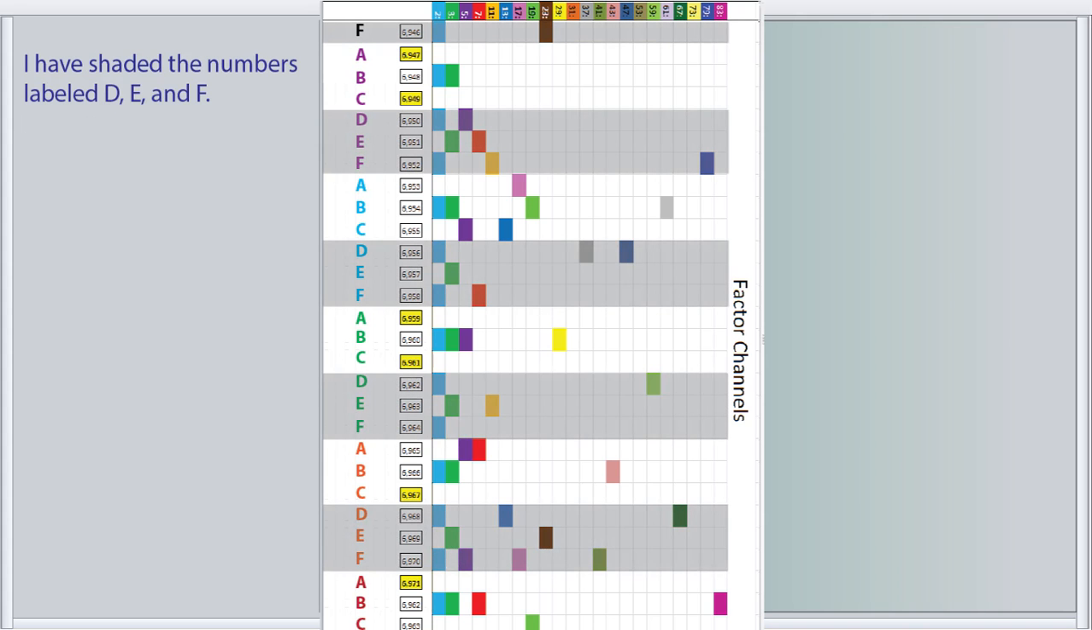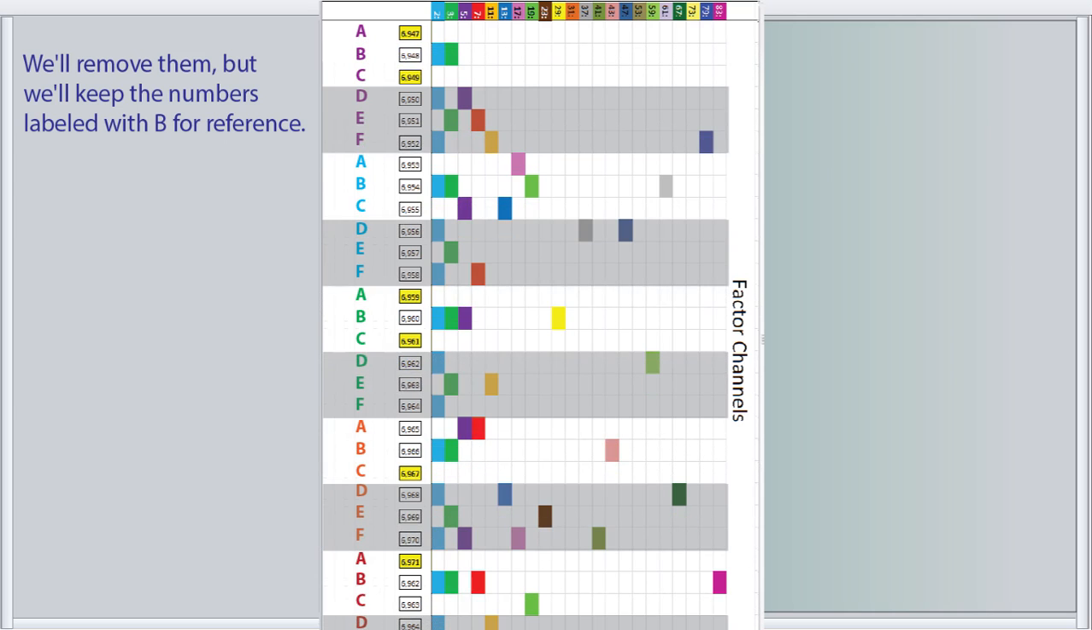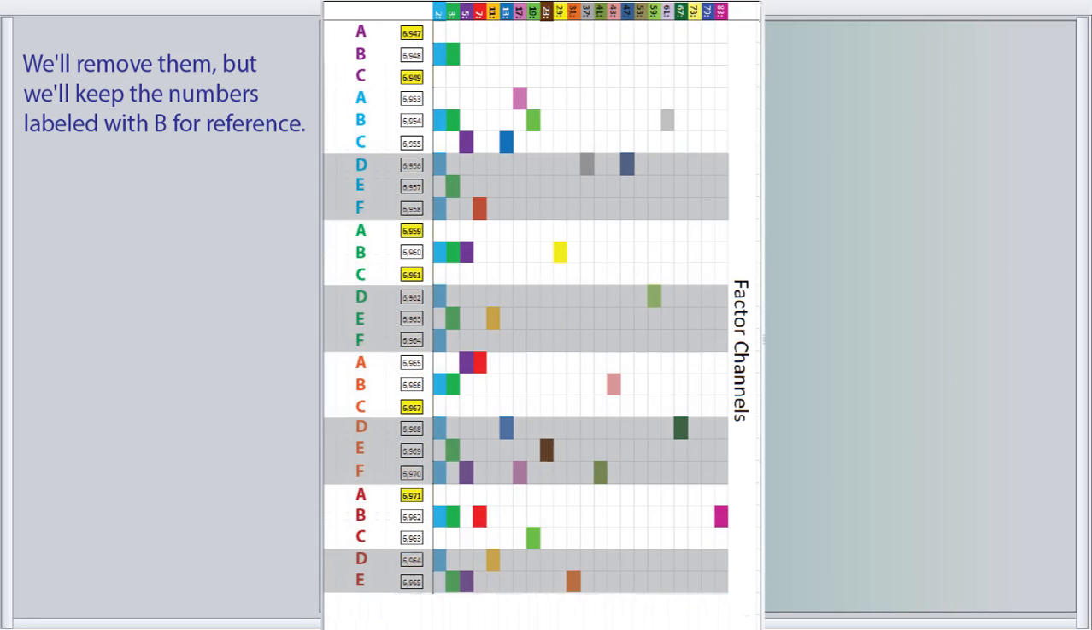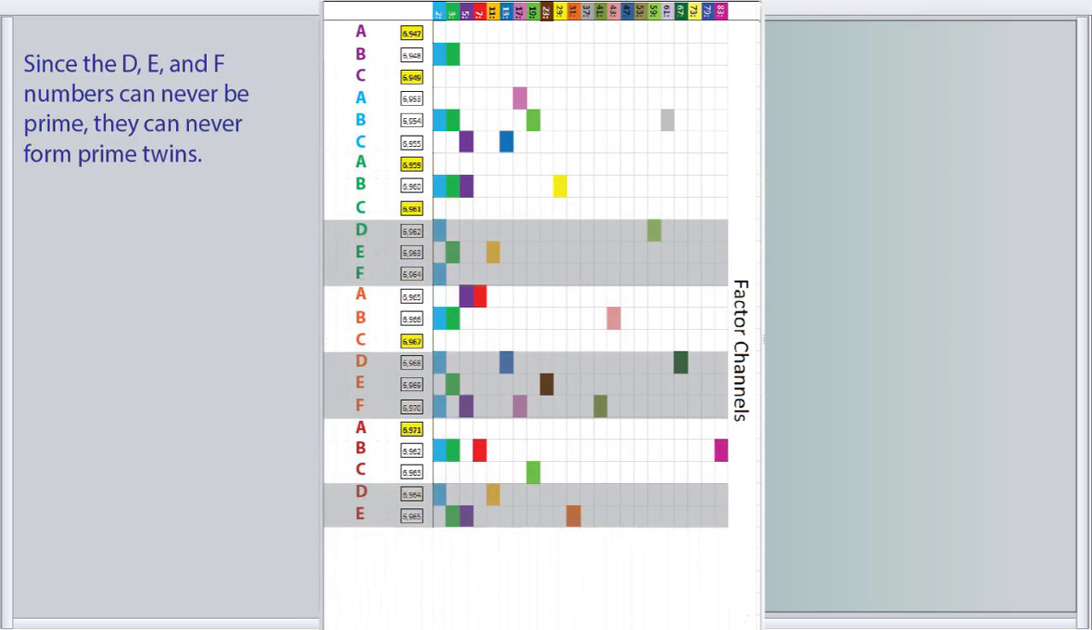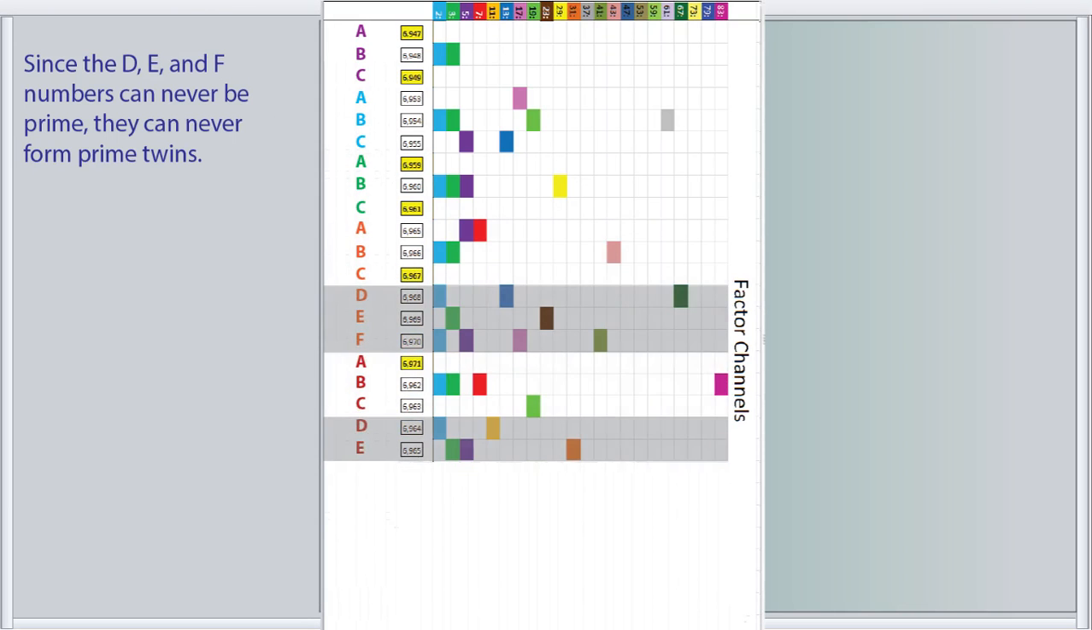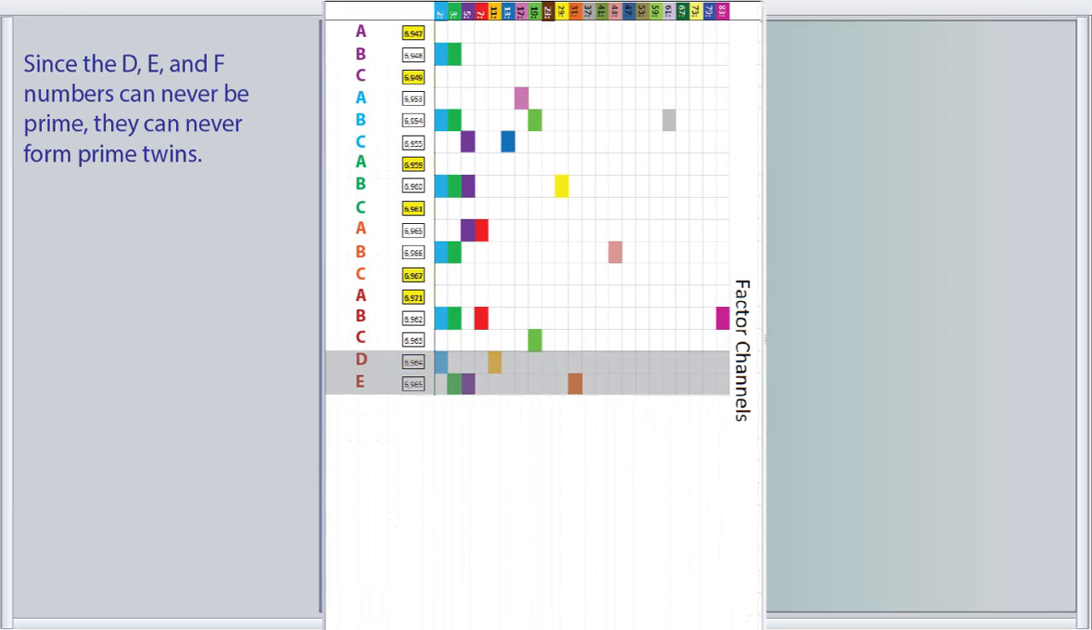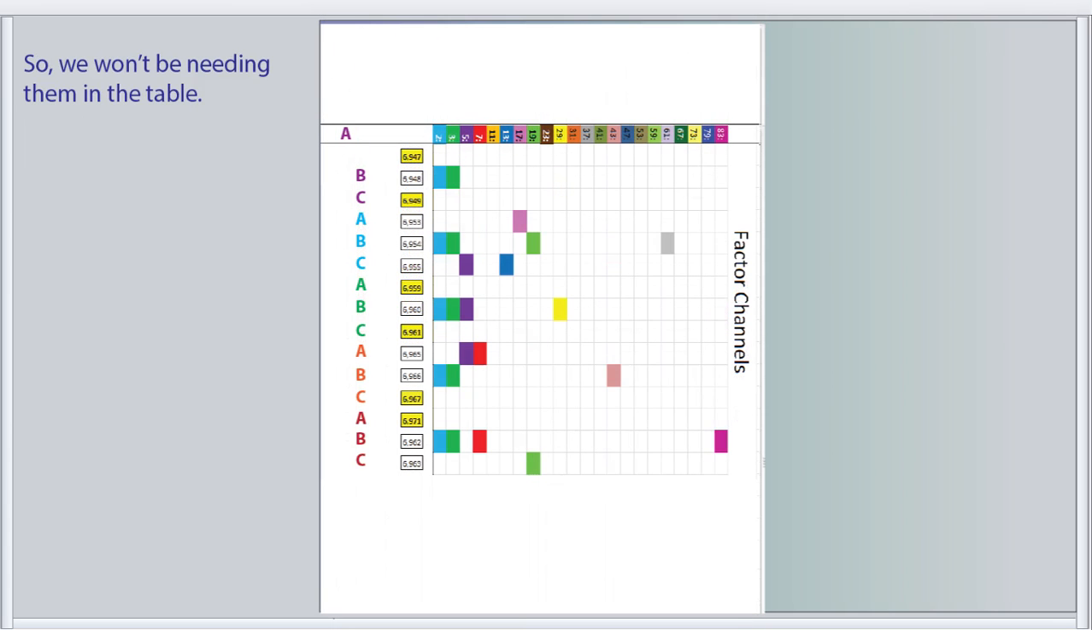I have shaded the numbers labeled D, E, and F. We'll remove them, but we'll keep the numbers labeled with B for reference. Since the D, E, and F numbers can never be prime, they can never form prime twins, so we won't be needing them in the table.